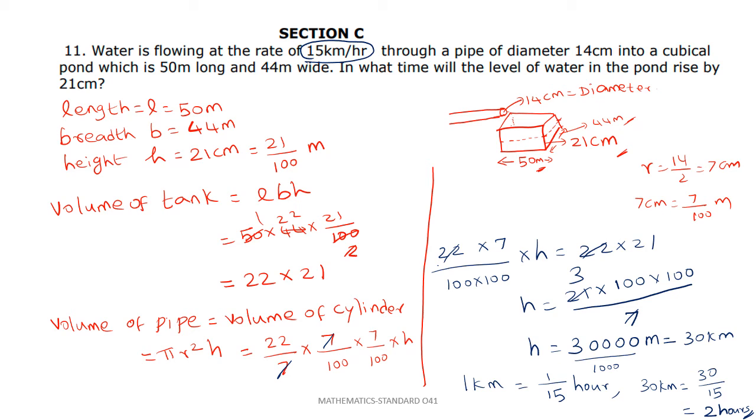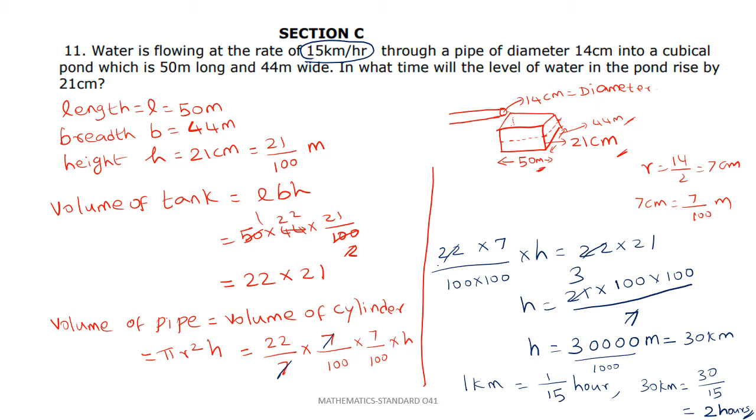So finally we are getting H as 30,000 meter. Now see, water is flowing at the rate of 15 kilometer per hour. So as the unit is kilometer, change this also to kilometer. So height will be 30,000 divided by 1000 will give you 30 kilometer. Okay, but don't stop with this, children.